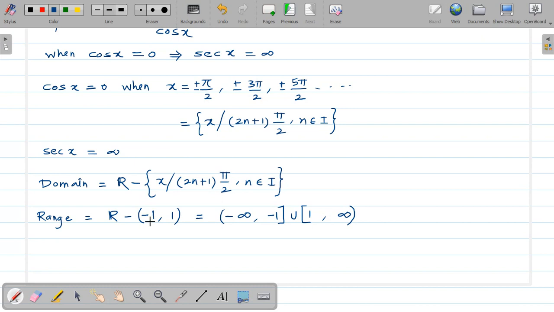Means just you remove the open interval -1 to 1. -1 is included, 1 is also included, because reciprocal of 1 is 1. So value of sec x is possible, that is sec x is equal to 1, or sec x is equal to -1 also. So including 1 and -1, we will write from 1 to infinity and from -1 to -infinity. That is the meaning of R minus open interval -1 to 1. So this is the domain and this is the range of sec function. Now with the help of this knowledge, we will try to draw the graph of sec function.